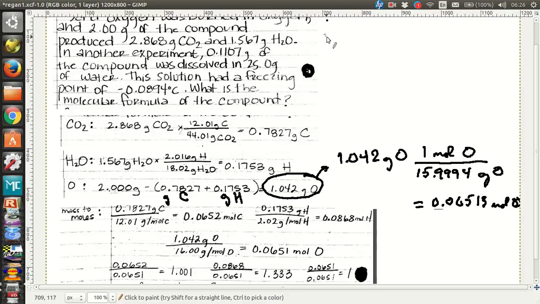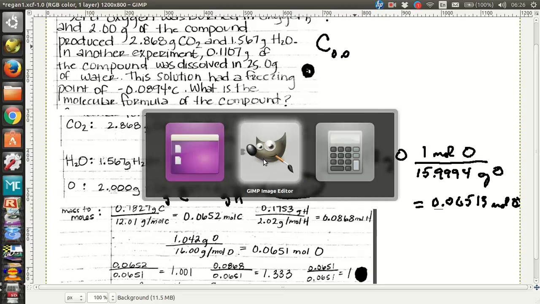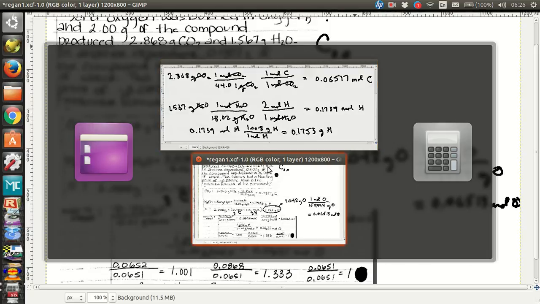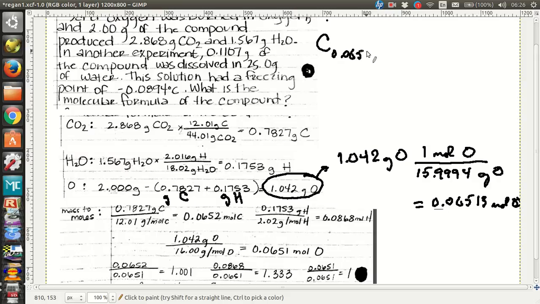So far we have the empirical formula of 0.06517 for carbon, 0.1739 for hydrogen, and O is 0.06513. Okay, this is the empirical formula. Now, the rule for empirical formula is you must divide all of these by the lowest of them. Who is the lowest of them? Oh, I think it's you, right here. I will divide all of them by that.